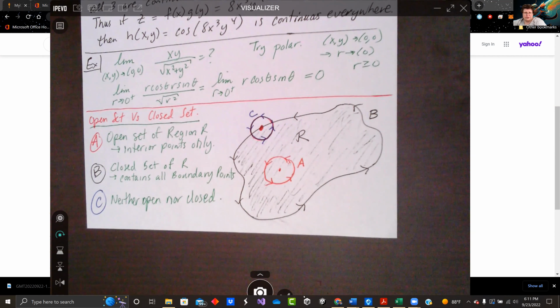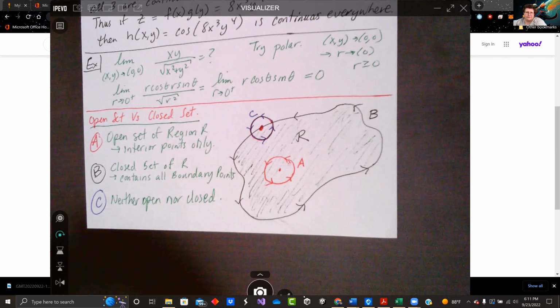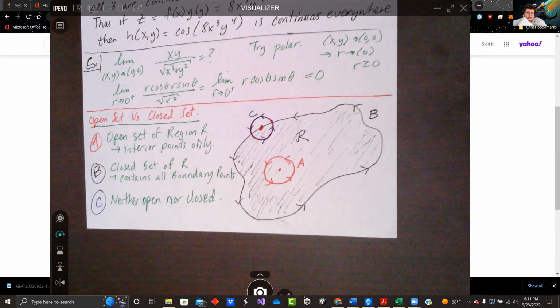And since the boundary of R, since B, if I use that as my set, it includes everything inside and the boundary, it's called the closed set of R. It contains all boundary points of R. And when we have something like C, where some of the values in a region are in R and some of the values within that little curve are not, we say it's neither open nor closed. We will use the idea of closed sets and stuff like that in the next section, 13.3. Peace.